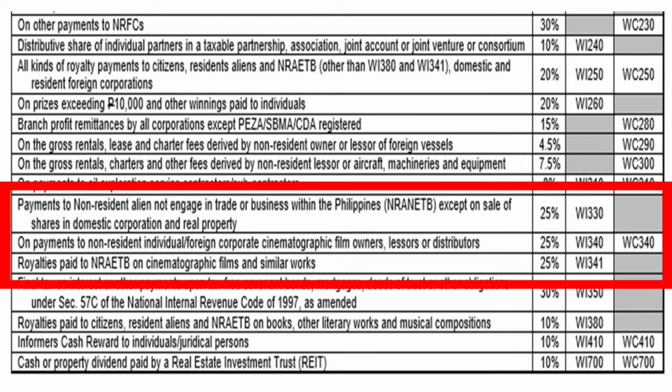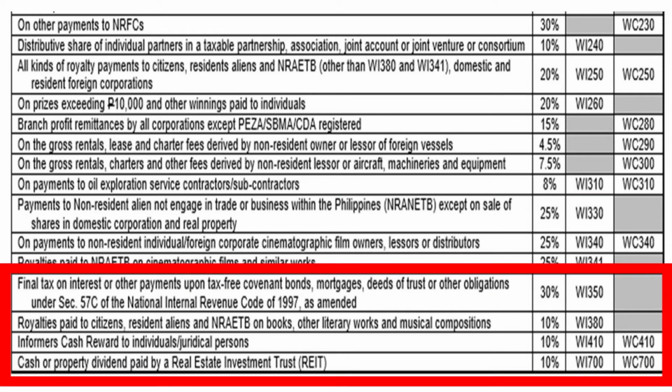Payments to non-resident alien not engaged in trade or business within the Philippines, except on sale of shares in domestic corporation and real property, 25% for individual, W1330. On payments to non-resident individual or foreign corporate cinematographic film owners, lessors, or distributors, 25%, individual, W1340, corporation, WC340. Royalties paid to non-resident alien engaged in trade or business on cinematographic films and similar works, 25% for individual, W1341.